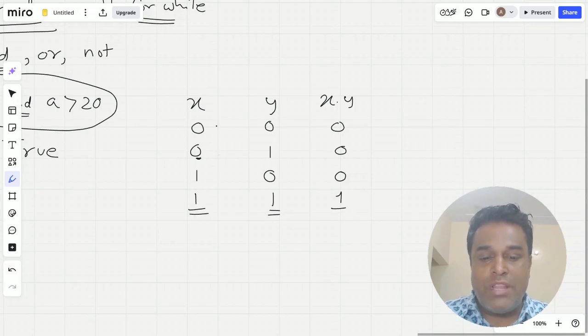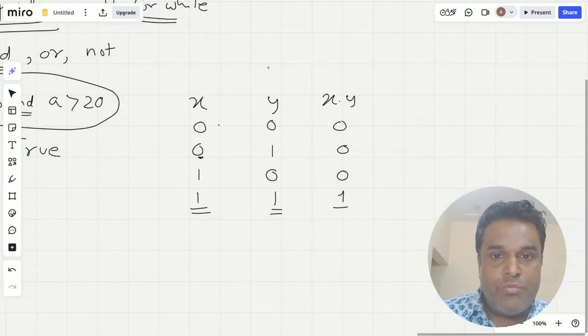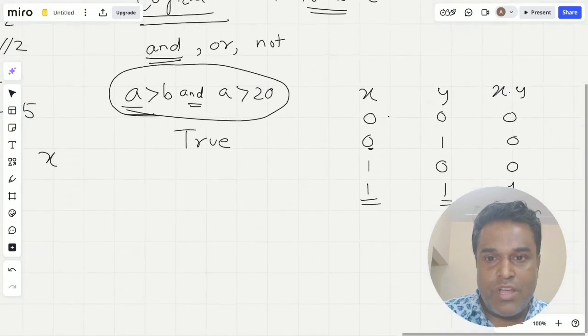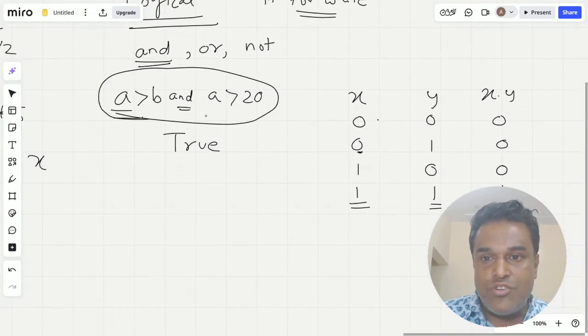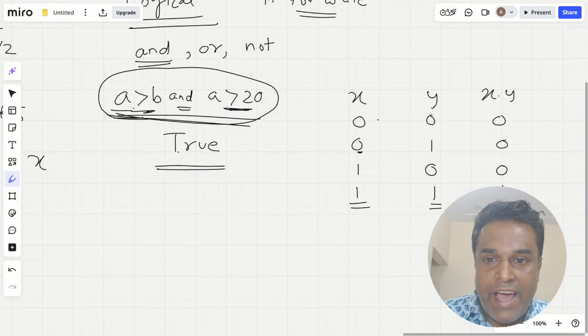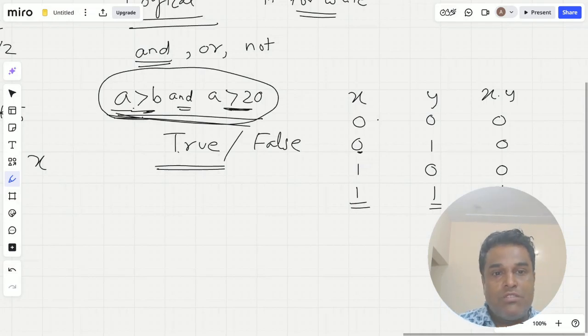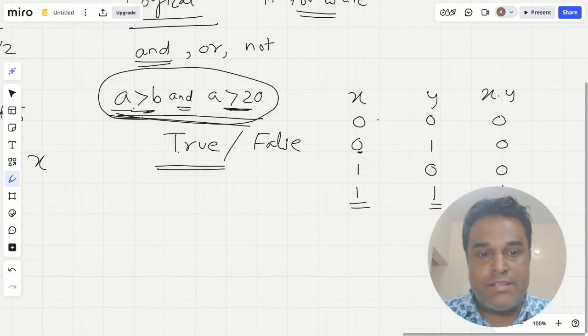So what does this mean? This means all the conditions should be true, just like what I've shown over here. So if A is greater than B and A is greater than 20, only then the entire expression becomes true. Both the conditions should be true. If this is true, but this is false, the entire expression will become false. Even if one of the comparisons is false, the entire expression becomes false. You have to remember this.